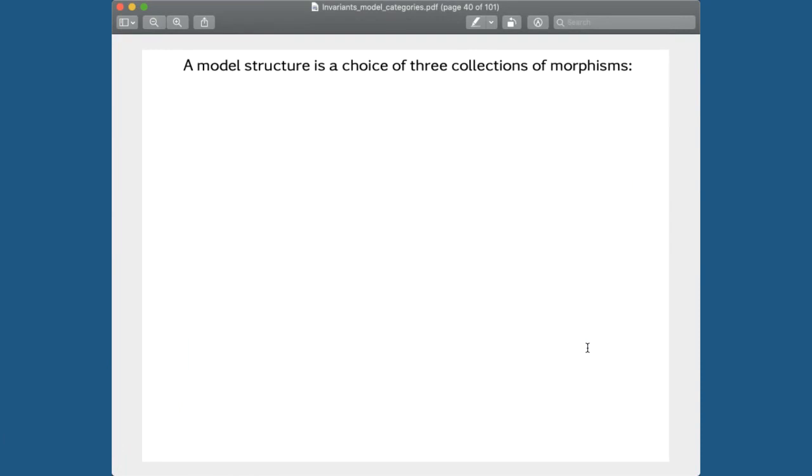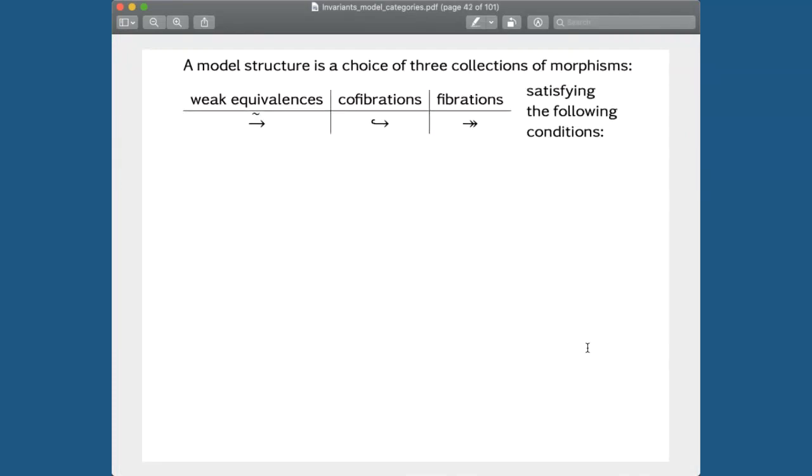So a model structure is a choice of three collections of morphisms. Some morphisms we will call weak equivalences, and that's the sign I will use: an arrow with a little twiddle on top of it. A cofibration, which looks like an inclusion. And a fibration that looks like a bundle. Now, not arbitrary choices give you a model structure. These choices have to satisfy the following conditions. First, all finite limits and colimits should exist. This means you should be able to perform pushouts, pullbacks, finite products, and coproducts.